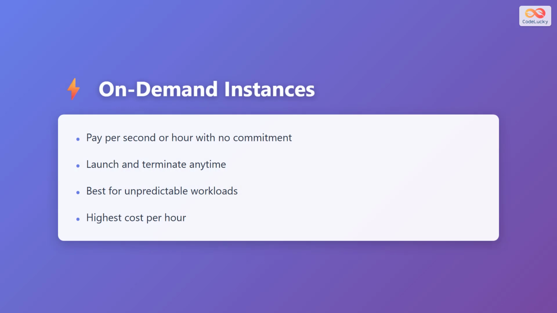On-demand instances are the most flexible pricing option available. You pay for compute capacity by the second or hour with no long-term commitments required. You can launch and terminate instances whenever you need them, making them ideal for unpredictable or irregular workloads. However, this flexibility comes at a cost. On-demand instances have the highest hourly rate among all pricing models, so they're best suited for short-term projects, development, and testing environments.